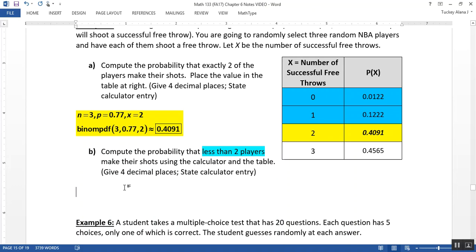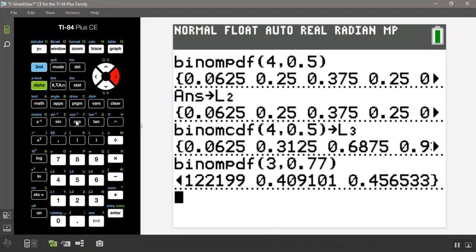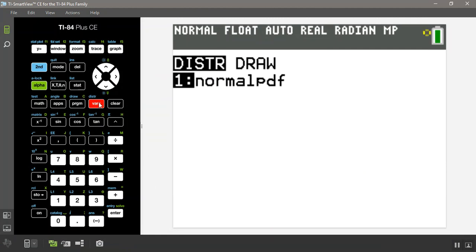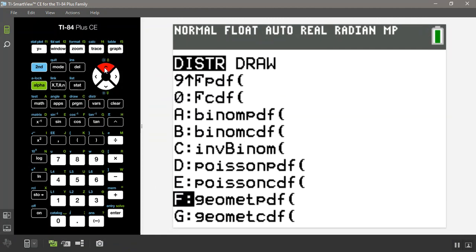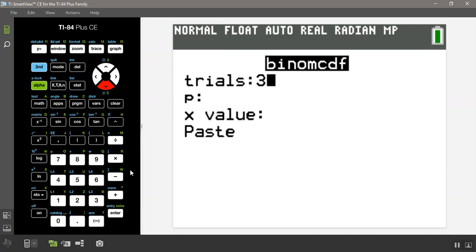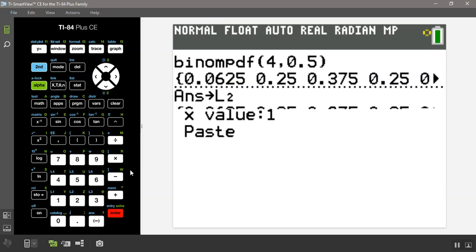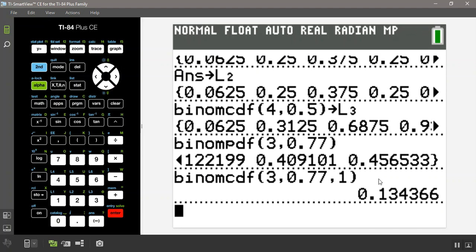But of course, less than 2 is also a binomial CDF. So you could just use binomial CDF. So let me grab that letter, binomial CDF with 3 trials because n is still 3 players, a fixed number of trials. Probability of success, these are still National Basketball Association players, so 0.77. And then I want it to stop at 1. Paste, enter. And right there, I had 0.1344.